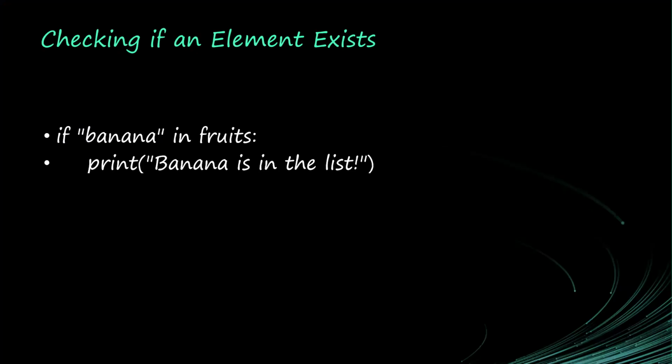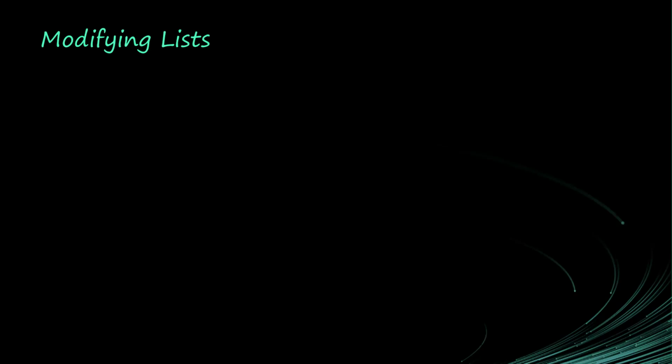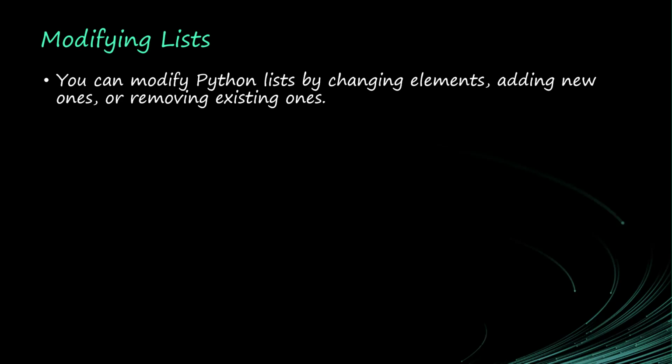So this is how it works. So how do you modify lists? You can modify Python lists by changing elements, adding new ones, and removing existing ones.